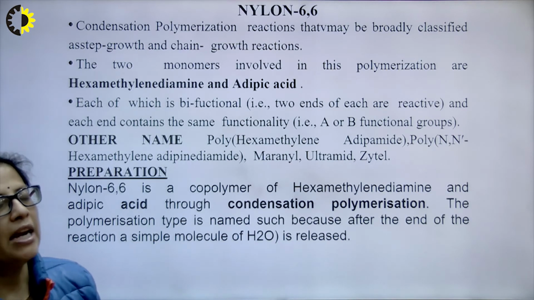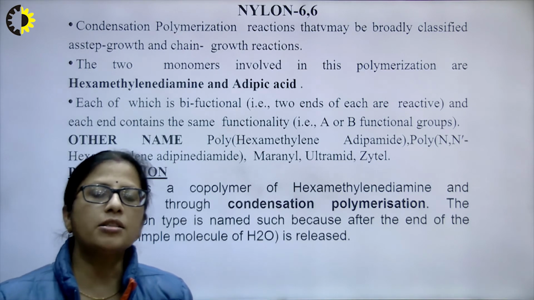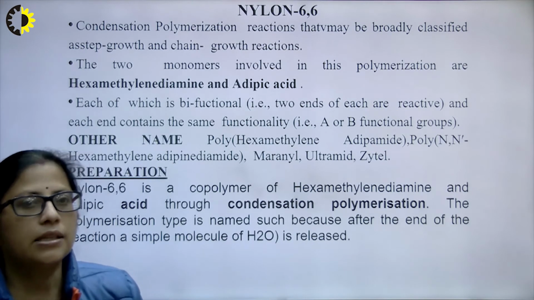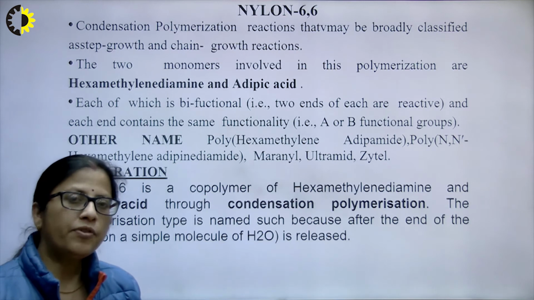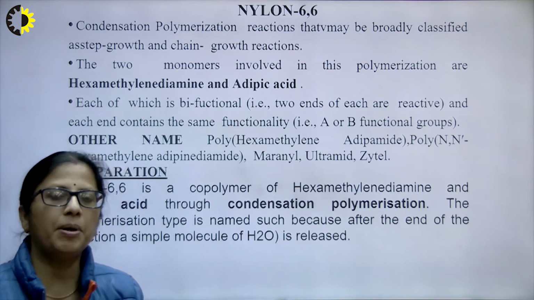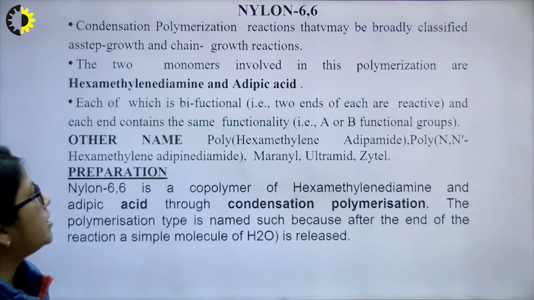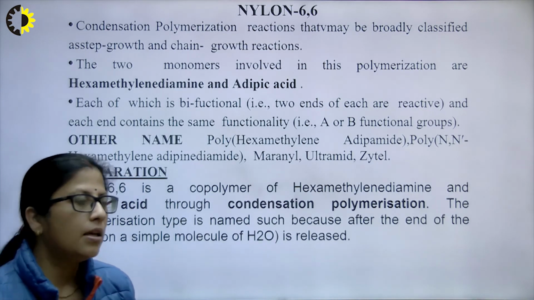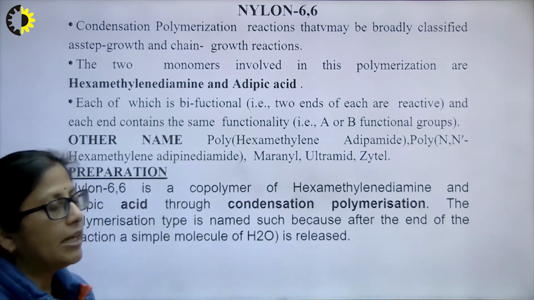The next polyamide which I am going to discuss today is nylon 6,6. Now, this nylon 6,6 is a condensation product, which is formed by the reaction between two different monomers which are hexamethylene diamine and adipic acid. So, the two monomers involved in this polymerization are hexamethylene diamine and adipic acid. Both of these have two functional groups, that means they are bifunctional in nature.